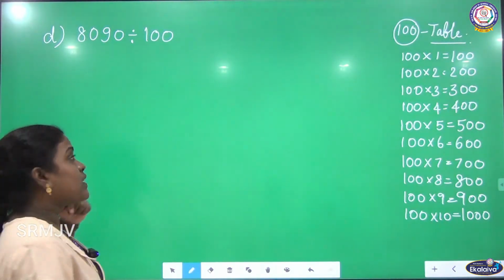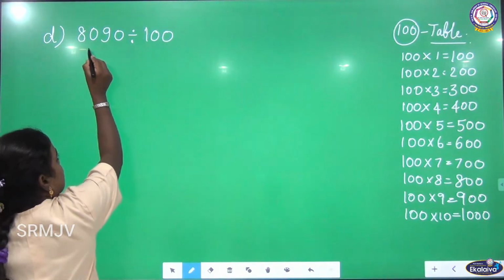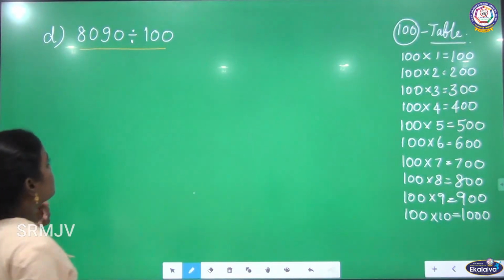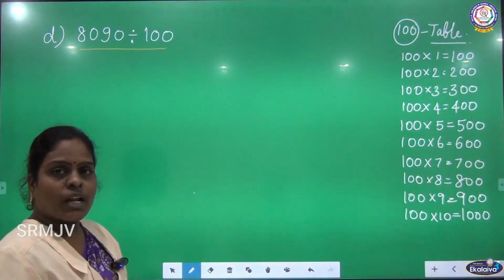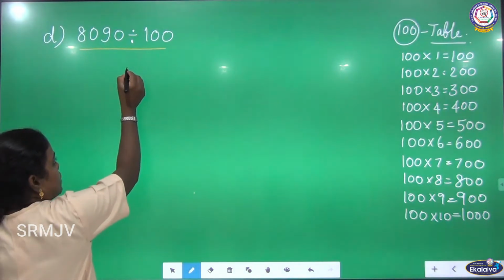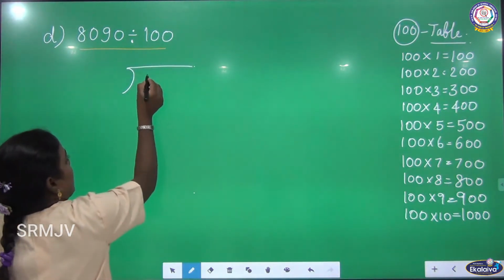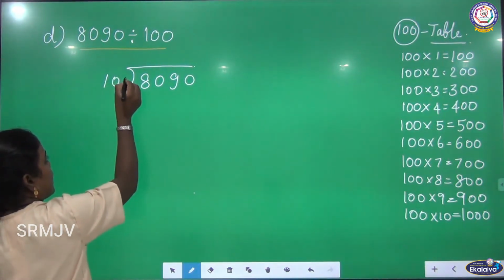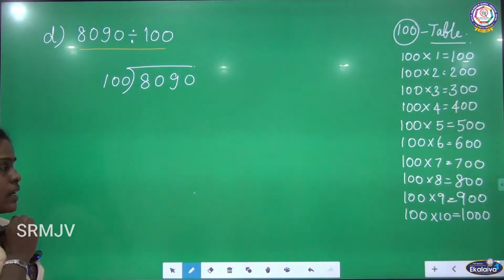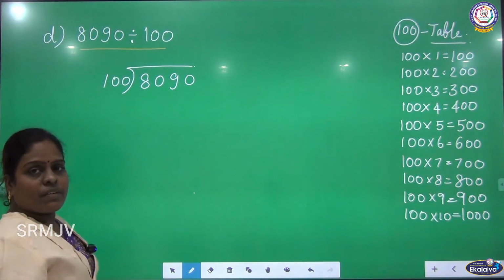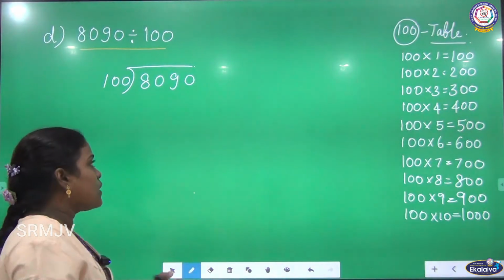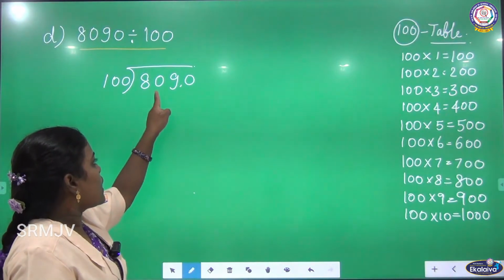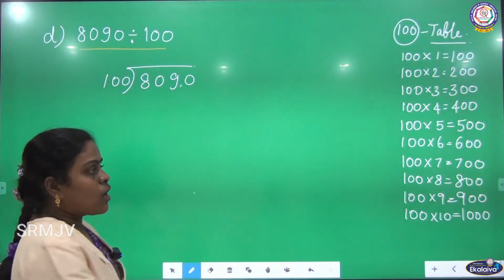Yeah, listen to the next question. It is 8090 divided by 100. Shall we arrange the numbers? Draw the division bar. 8090 divided by 100. Here listen children, we have only a 3 digit divisor. So we are going to take only 3 digits in the dividend. So now we are going to take 809 alone. Look into the table.